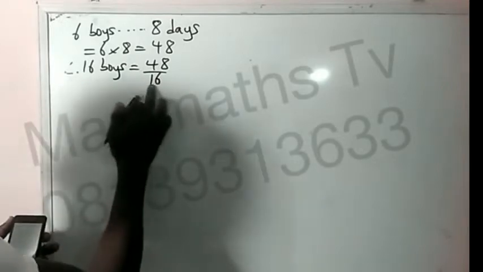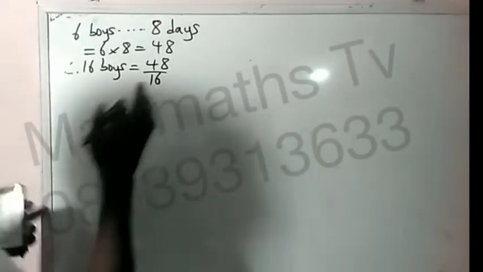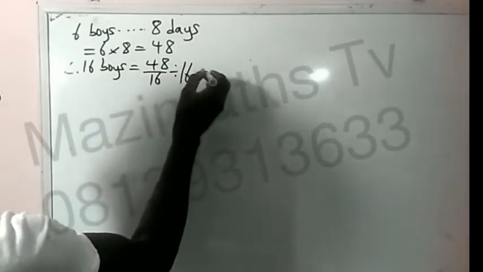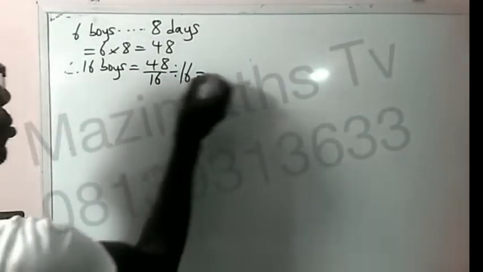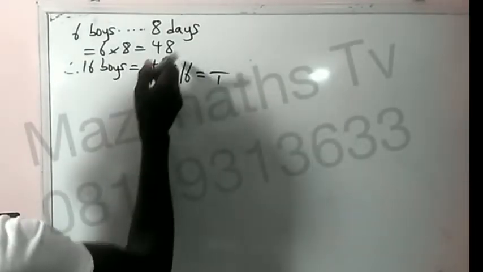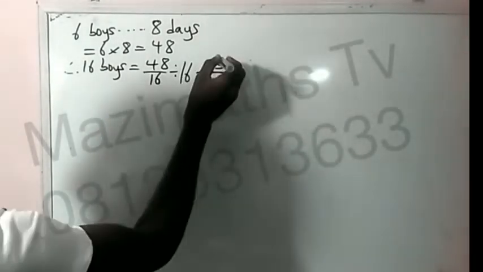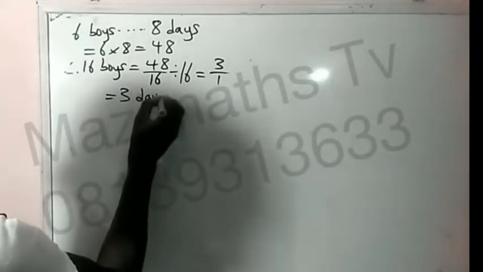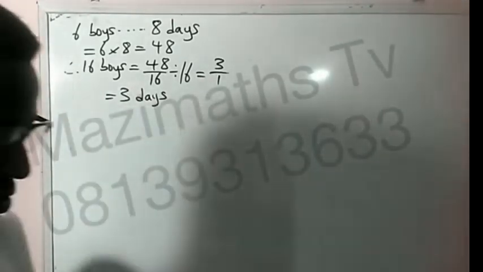3 cannot divide 16. You can use 2, you can use 4. But because of time, I'm using 16 directly, since 16 can divide both numbers. 16 into 16 is 1, 16 into 48 is 3. So 3 divided by 1 is what? 3. So our answer is that 16 boys can finish the work in 3 days.